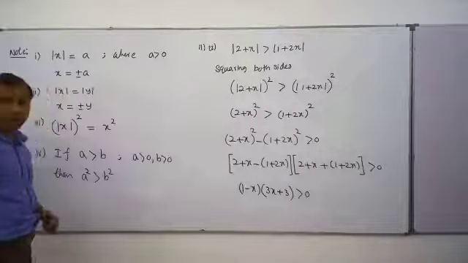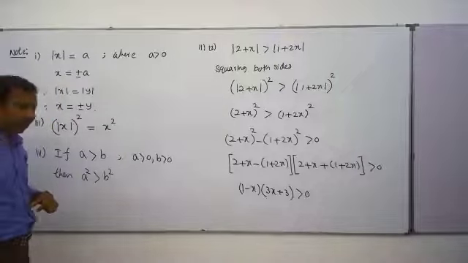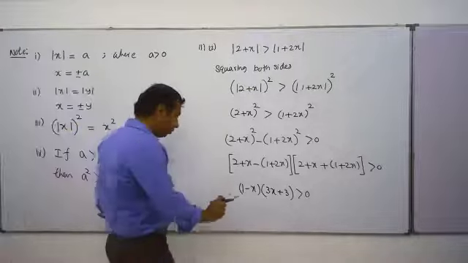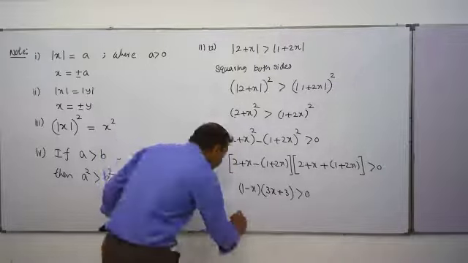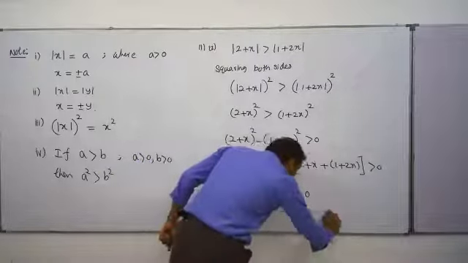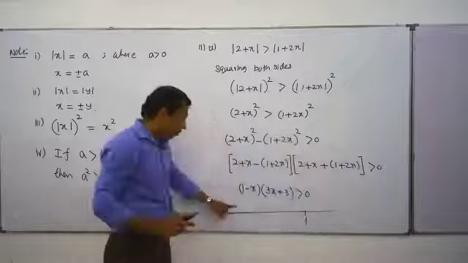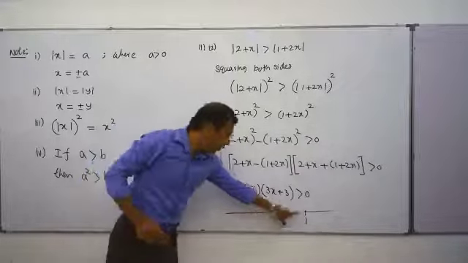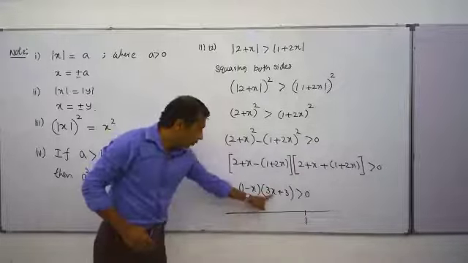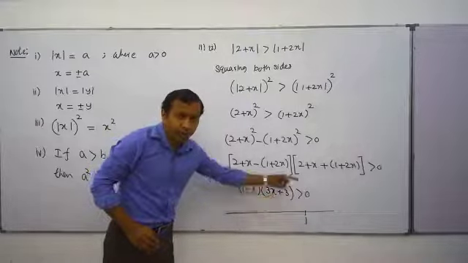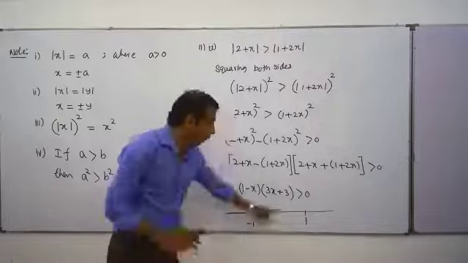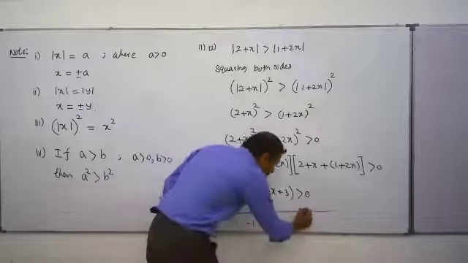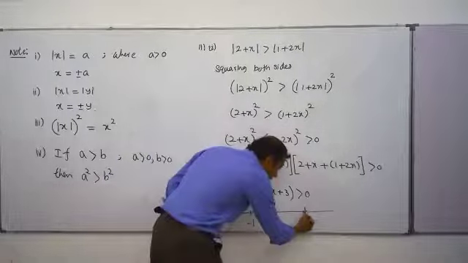Now you can find the range. Equate each bracket to 0. When you equate this to 0, what do you get? x equals 1, no? When you equate this to 0, the x value is 1; I mark that. Here, when you equate 3x plus 3 to 0, x is minus 1; I mark that here. Here we don't have an equal sign, so don't take both. Circle them, don't color.